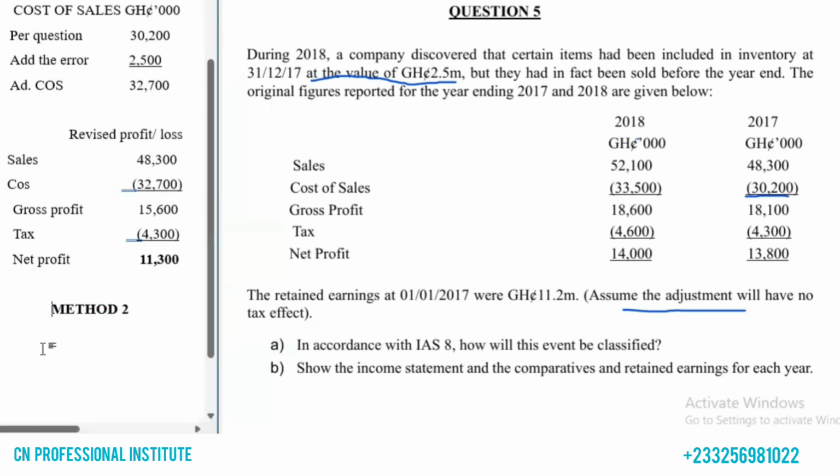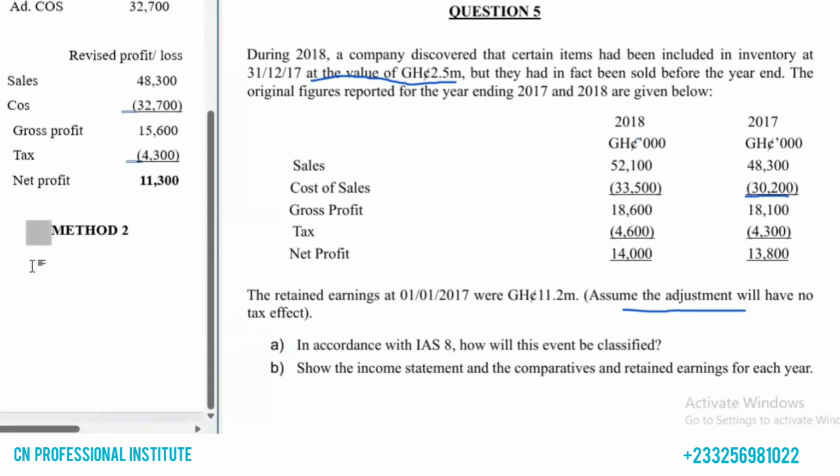Okay, so with method 2, let's bring the profit containing the error. So the profit that has the error, this figure here, this one here has the error. So we just bring that figure down. So the profit is 13,800, right? So that's the profit.